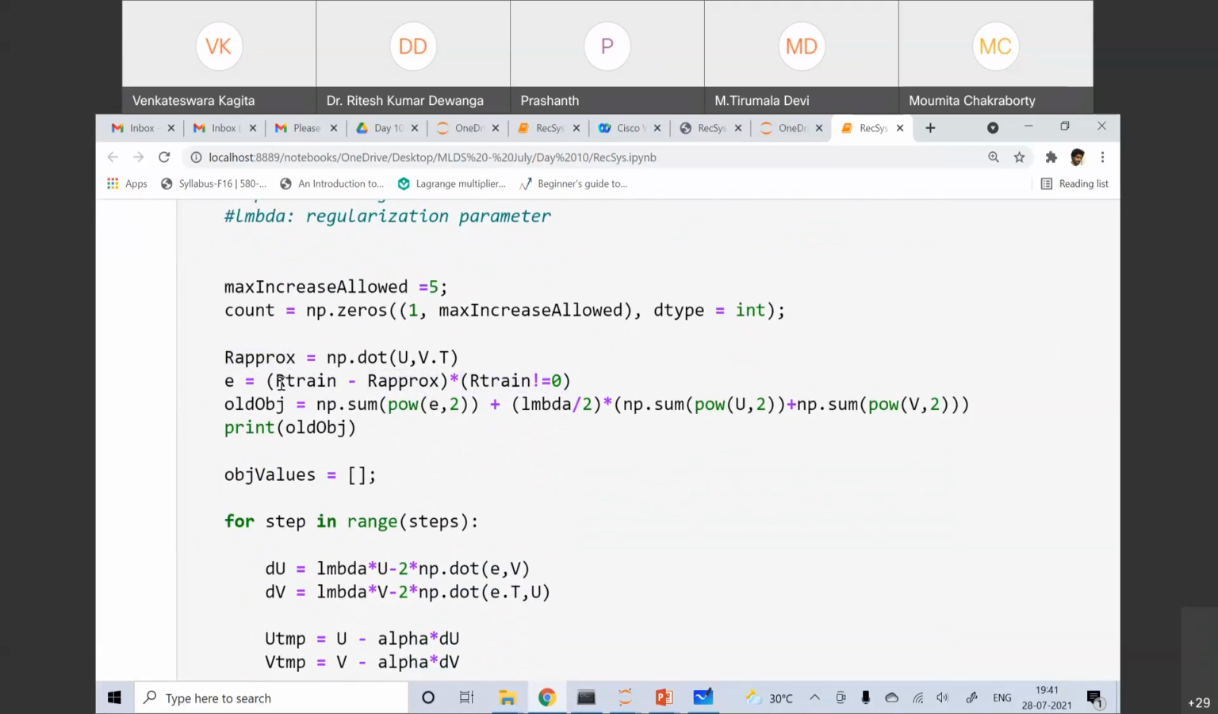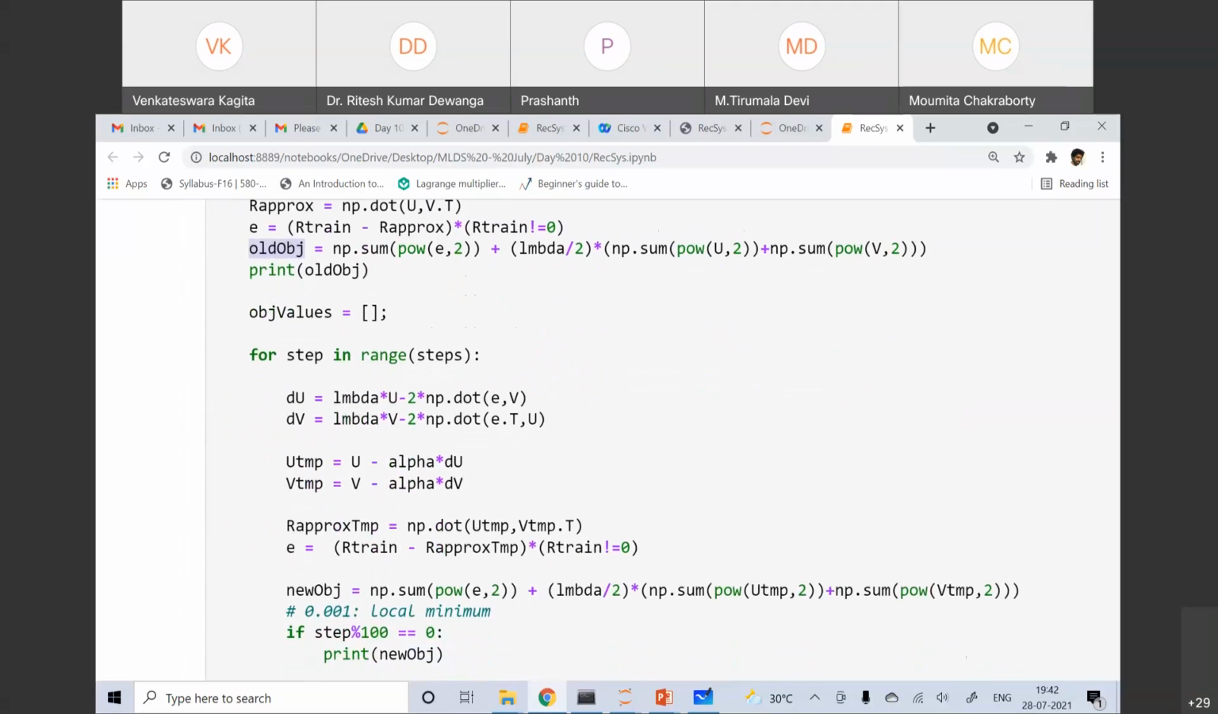Once you get this error, you compute the objective function, the mean square error, which is E square. Mean square error is the difference between actual and predicted, whole square. So you are taking E square and lambda by 2 times the norm of U to the power 2, which is the regularization term on U, and this is the regularization term on V. So this is our objective: this is the error term, and this is the regularization term. This is the objective value you are getting, which you refer to as the old objective, because you are going to update U and V values and compute the new objective.